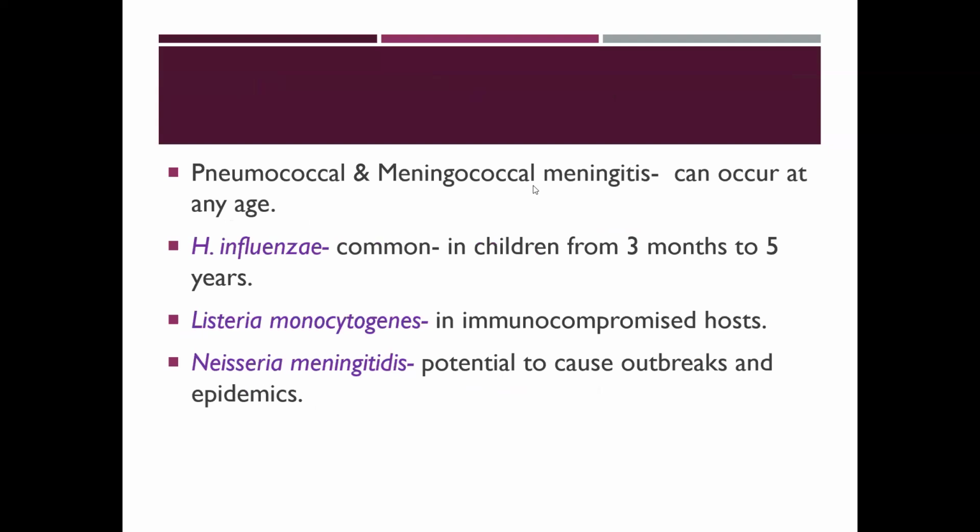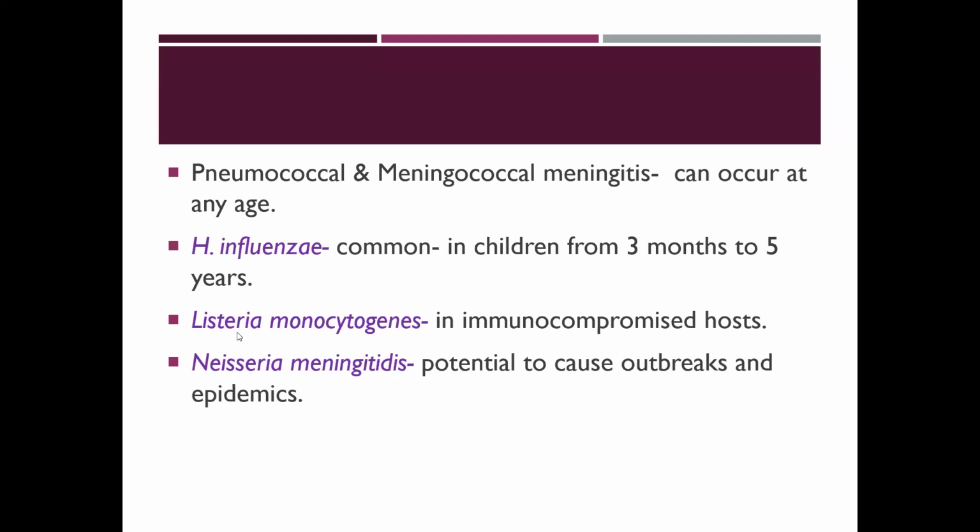Meningococcal meningitis is caused by Neisseria meningitidis, so it can occur at any age. Haemophilus influenzae causes meningitis in children from 3 months to 5 years of age. That's why the Hib vaccine is given in the form of the pentavalent vaccine at the age of 6 weeks, 10 weeks, and 14 weeks, to prevent this condition. So we mostly complete three vaccines before 3 months.